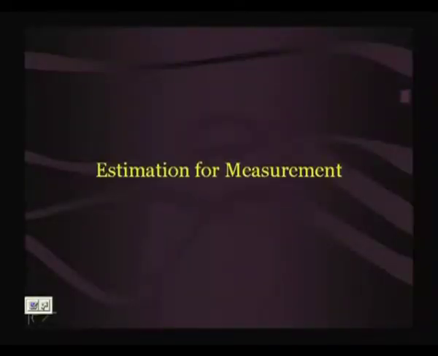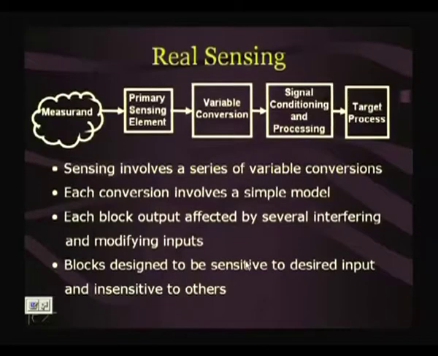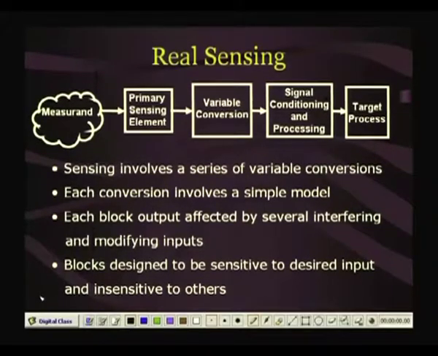So, today let us first look at what estimation technology can do for measurement. For measurement, the first thing that is used is called a sensor. Typically it is called a sensor. So, it is a device. So, what does it do? This picture discusses that.